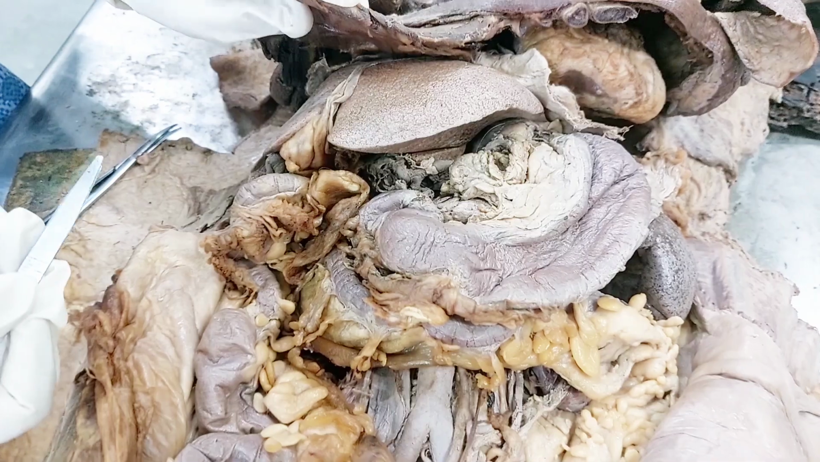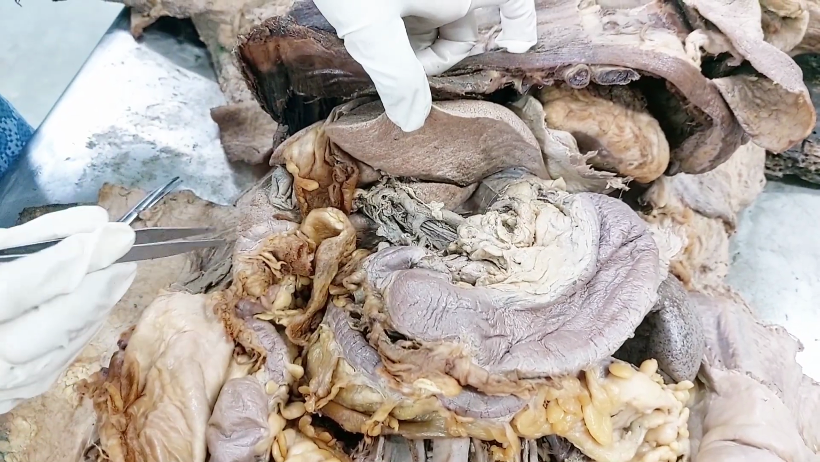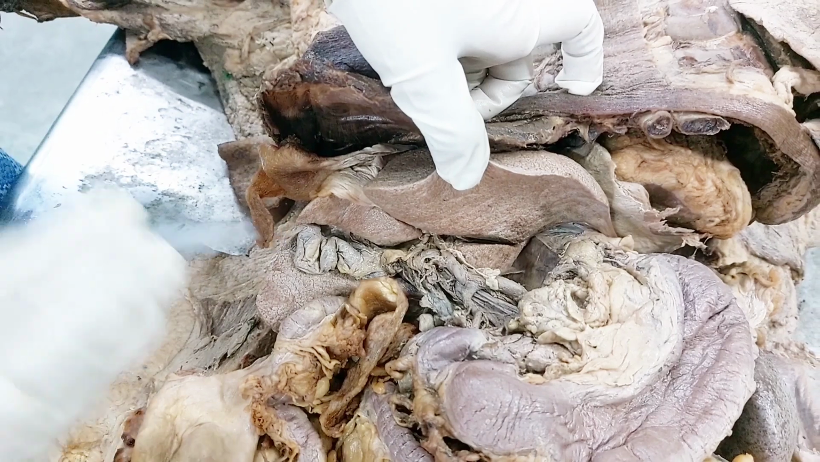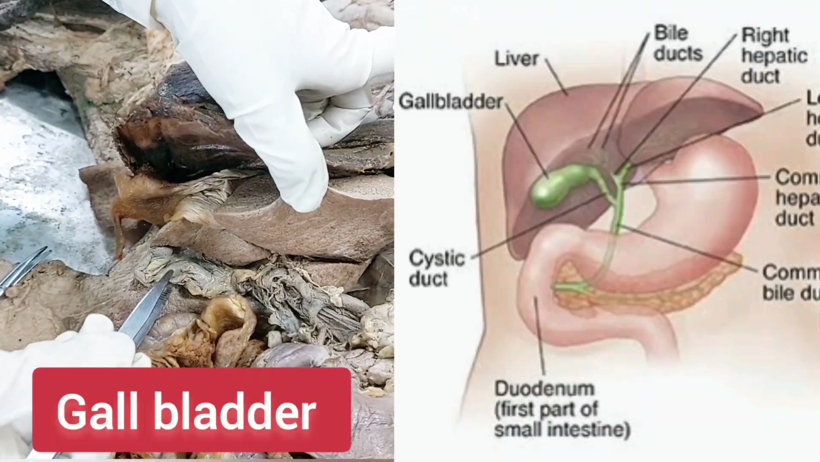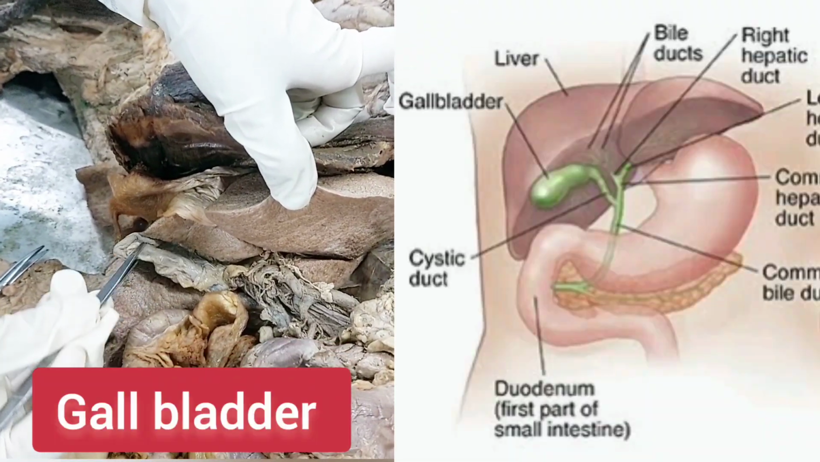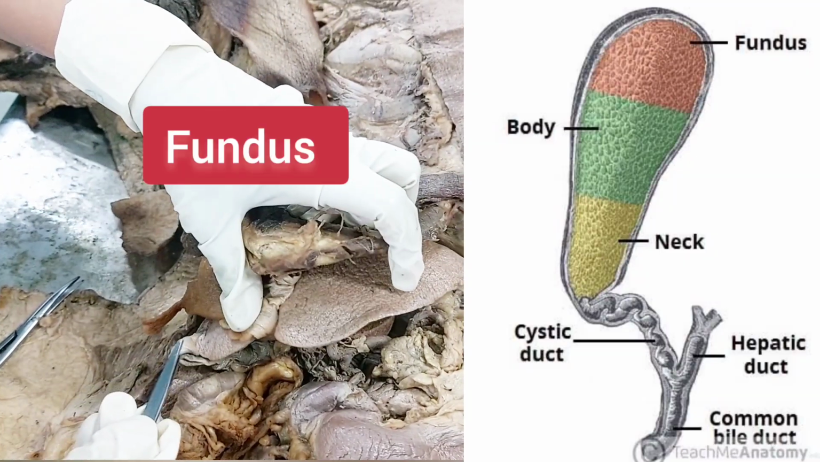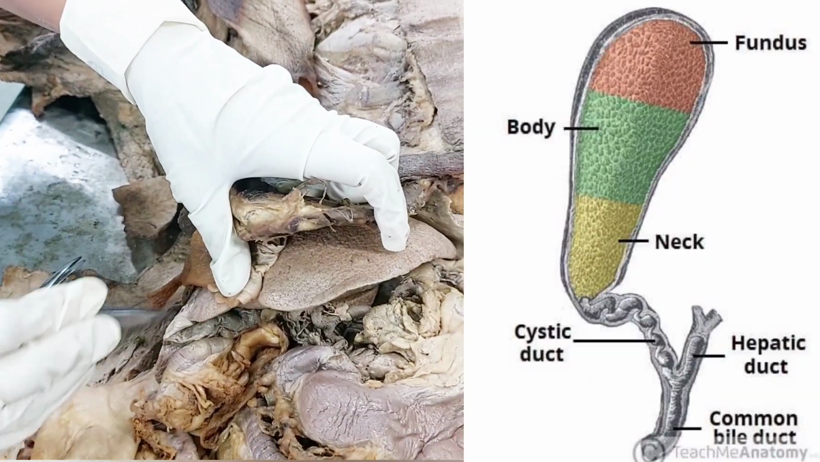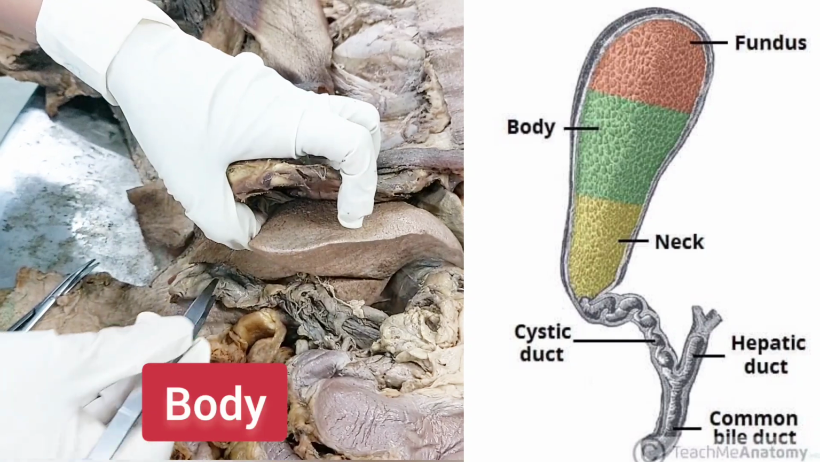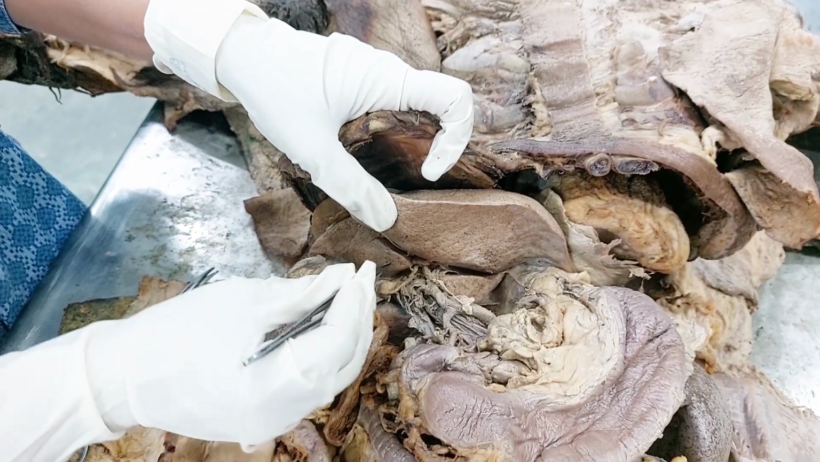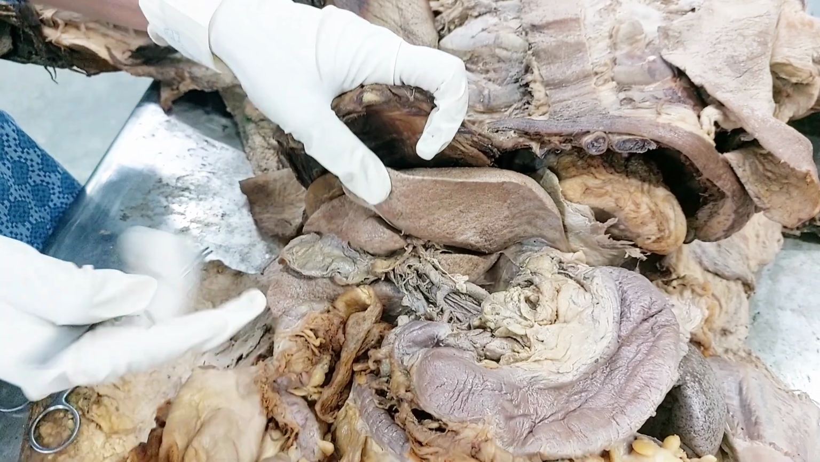And on the inferior surface of the liver, this is the inferior surface or visceral surface. Here you can see the important structure is the gallbladder. Here this is gallbladder, a green color. It has three parts: fundus, which is beyond the inferior border of the liver, then body and neck. It is inside the fossa of the gallbladder on the under surface of the liver.